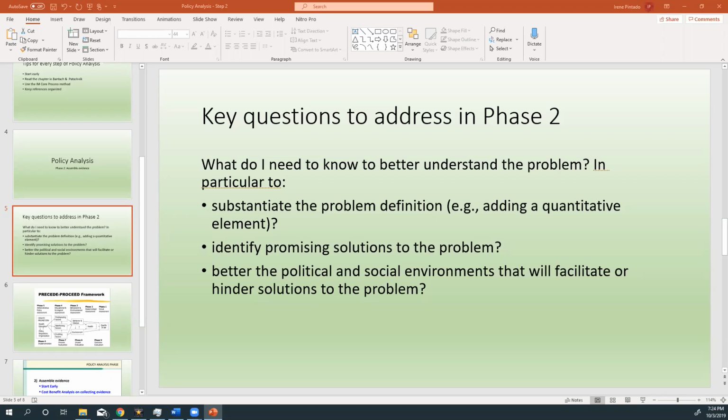Do you have any idea? I know we have Lanice and Basant on the call, but do you guys have any idea? Do you have any examples of where you may have a problem that the solution, although obvious, may be something that is not politically or socially palatable to the population or the society in which you're working?